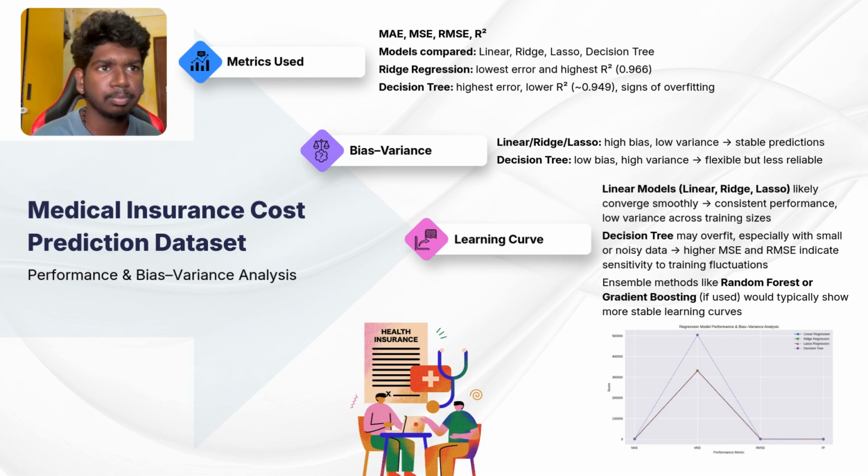Based on the bias variance perspective, the linear based models had high bias but low variance, making them more stable and reliable. And the decision tree had low bias but high variance, which made it less suitable for this dataset. Overall, the models improved steadily with more data, especially the linear models.